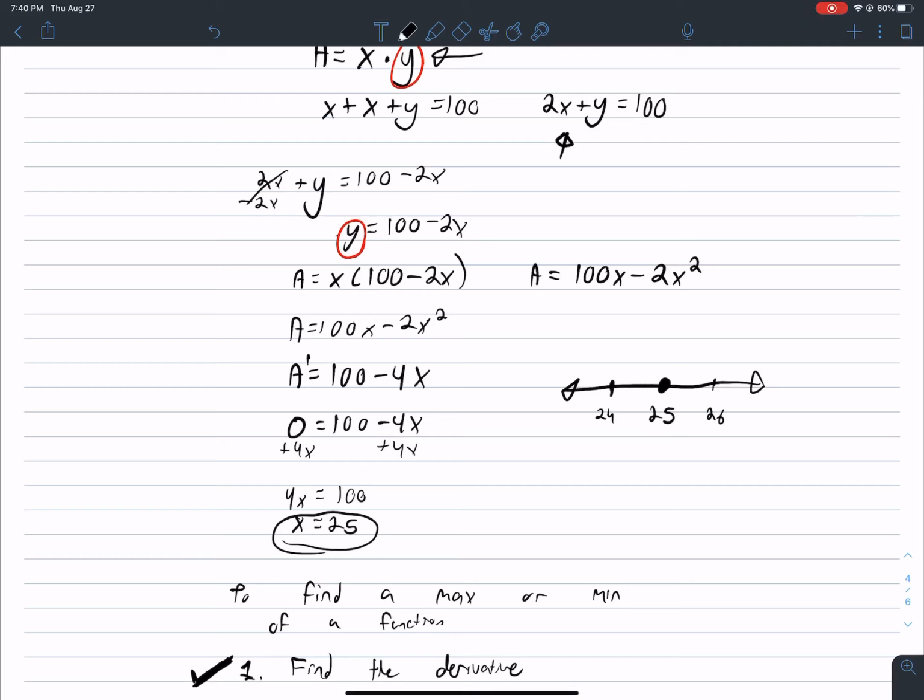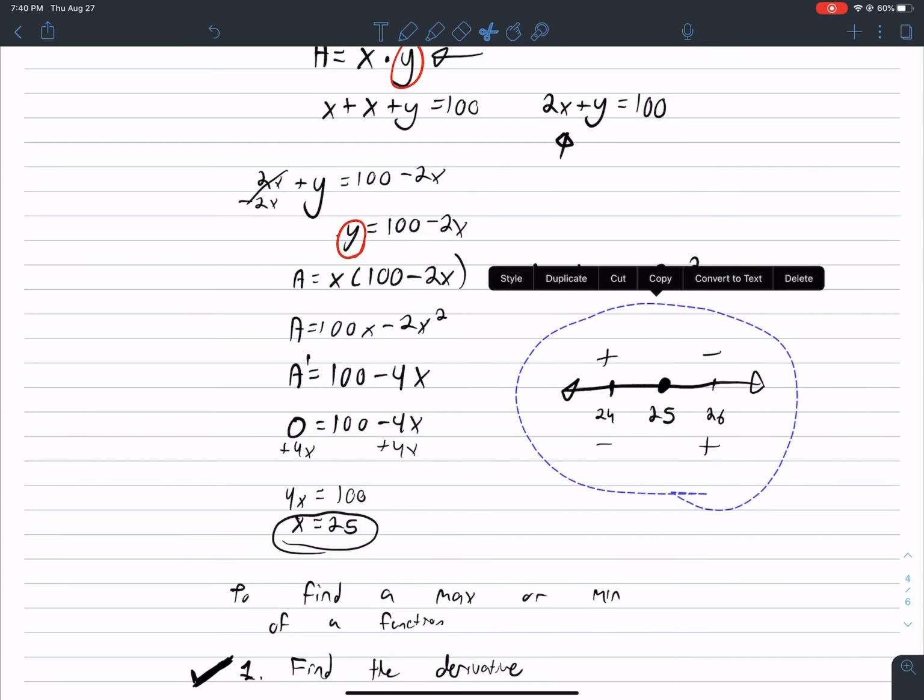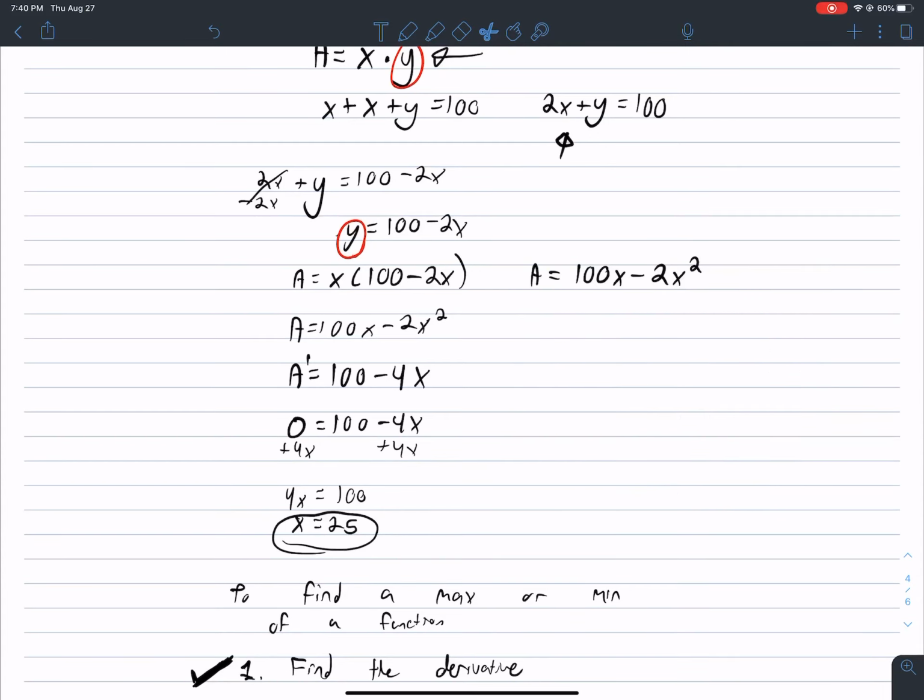If you don't want to do all that work, you don't have to in some situations. You can look at the original function and see that it's a quadratic, but the x squared is negative. So it's going to be a parabola opening downwards. That means we're going to have a maximum. So we know that at x equals 25, it's a maximum.